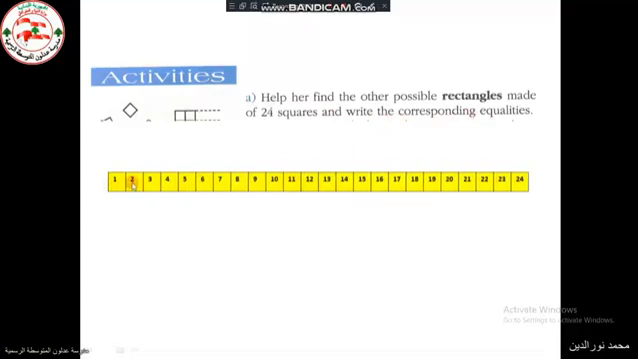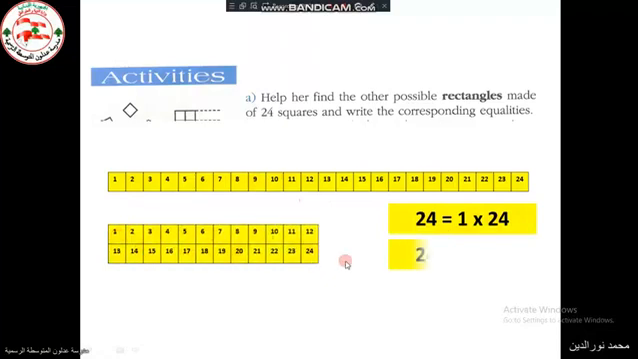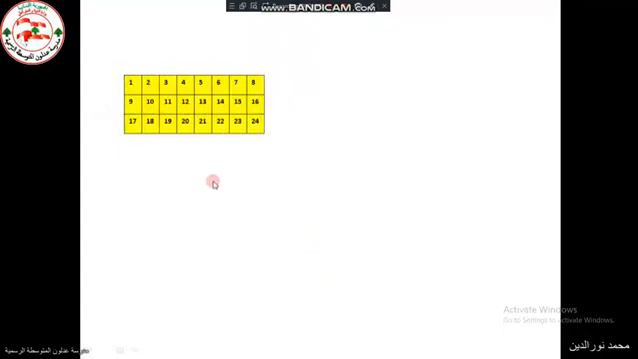So let's remember, what did she do? First of all, she made this rectangle of one row and 24 columns, and we write 1 times 24. In the other example, she made 2 rows and 12 columns, and here we have 24 small squares. So we have to help her to find other rectangles.